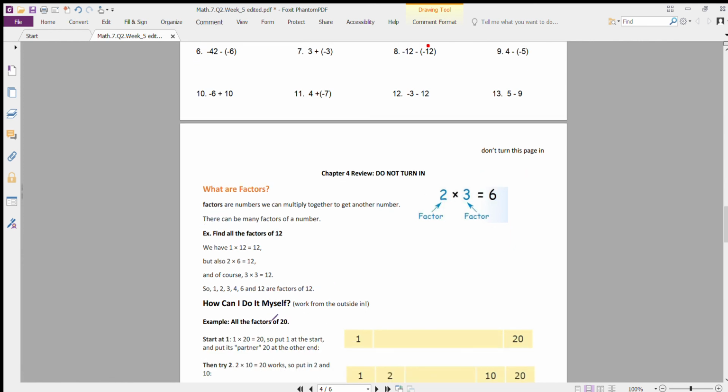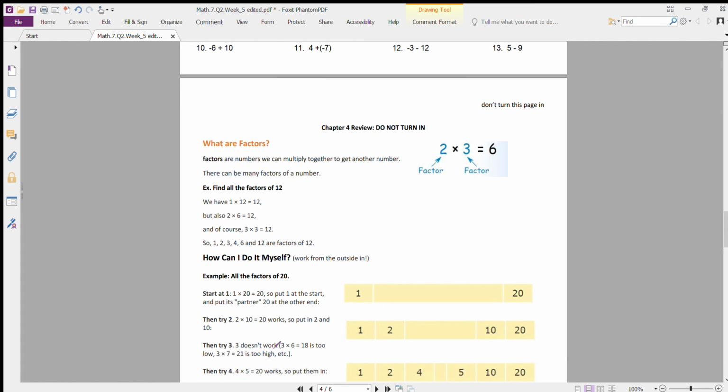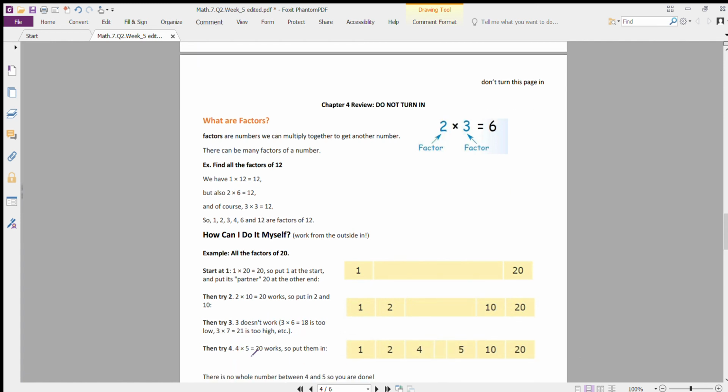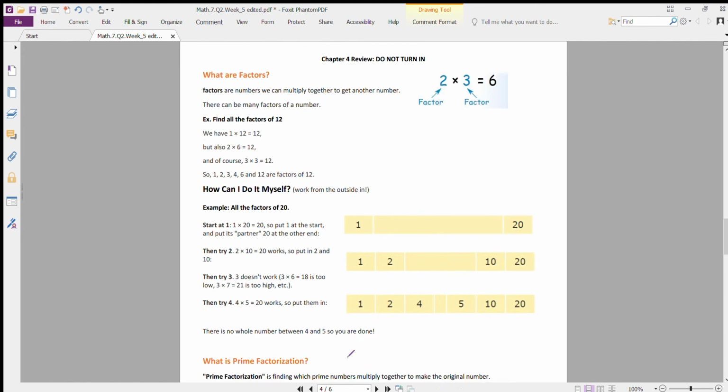So how can you do it yourself? The goal is you're going to work from the outside in. Write all the factors of 20. 1 times 20 is 20, so we put 1 right here and 20 here. 2 times 10 also works, so we put it here and here. Then try 3. 3 doesn't work, so we move on to 4. 4 works, and since there's no number between 4 and 5, we're basically done.